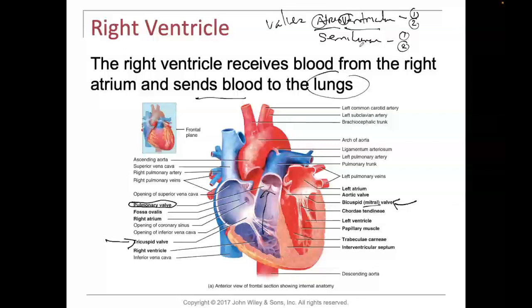The semilunar valves, that's going to be this one here, the pulmonary semilunar, the pulmonary valve. And then the other is the aortic semilunar, which we can see a little bit right there. It's called the aortic valve, but it's the aortic semilunar. It's going to force blood that way.